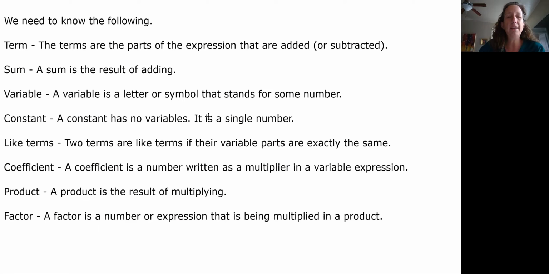So if I had 3n, only 3 would be a constant. So the number without the variable is a constant. Like terms are terms that have the same exact variables. So if there's an exponent, the exponent has to be the same on all of the terms, then they'll be like terms. A coefficient is a number that's written as a multiplier in a variable expression.